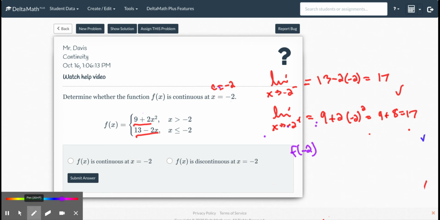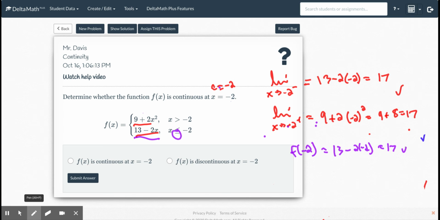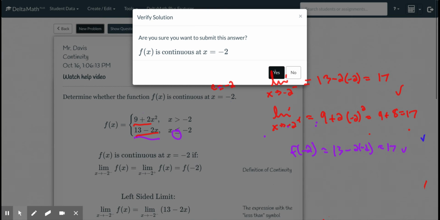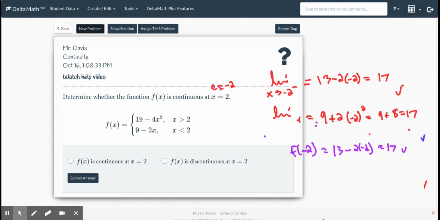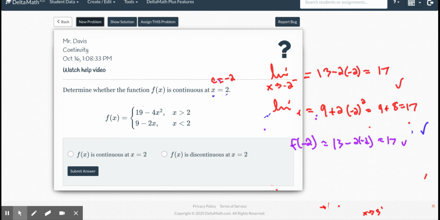So not as interesting, because we're going to plug it into the same function, and we'll know what the result is. Again, we plug it in here because it has the little line underneath of it. 13 minus 2 times -2, which is 17. So that exists, and it is, as we can see, the same as the other one. All right, so that is continuous. Again, I don't see any ones that are extremely different here.